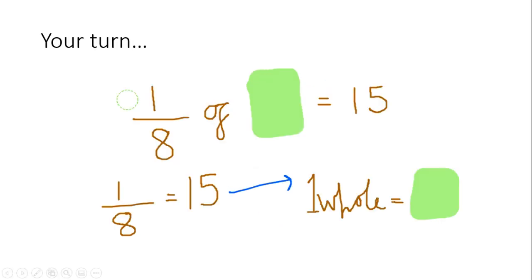Your turn. If you want to go back and rewind the video, you can look at mine again. Your question is 1/8 of something equals 15. So 1/8 is 15. What's the whole worth? Remember, the denominator tells you how many parts are in the whole. So how many of these 1/8 do you need to make the whole? Pause the video, write down your answer.